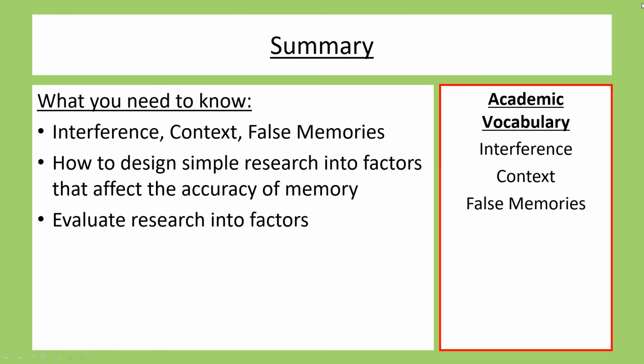Alright guys, that brings us to the end of this video on the factors that affect the accuracy of memory. We've talked about the key three ideas: interference, context, and false memories. And we've had a little look at how to design some real simple research. And we've also talked about some general evaluations that you could use if they bring that up in the exam.